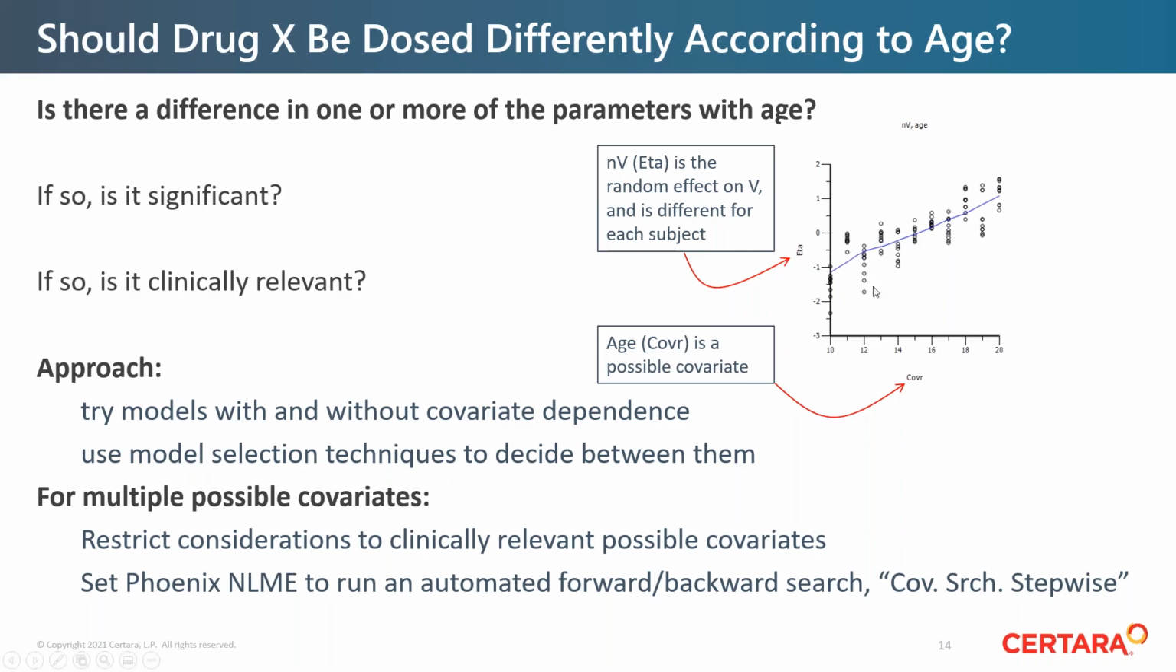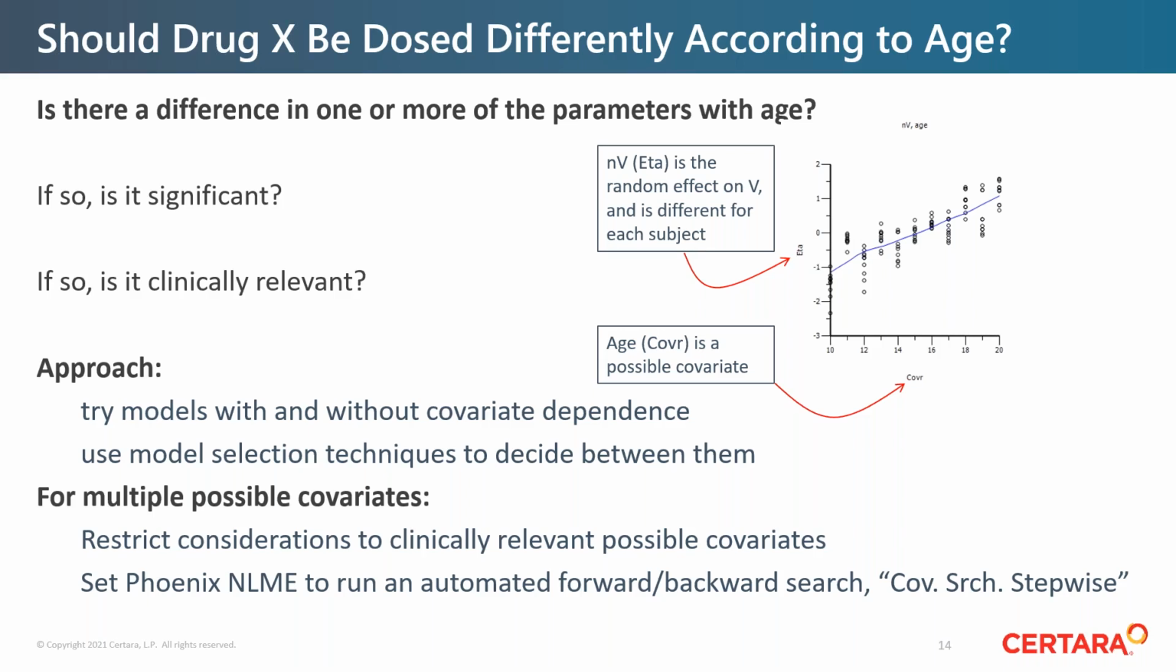So we've got volume plotted against age. And you can see here there's a distinct trend in the data. This is the eta. This is the difference from the typical value for an individual as to what we are supposed for an actual specific individual. And you can see there's a trend by age of that subject.